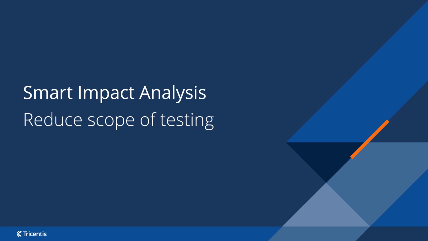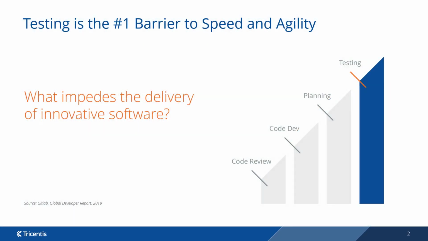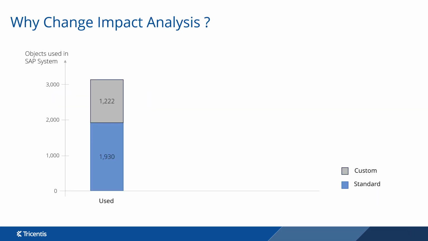Let's talk about smart impact analysis and reducing the scope of testing. So what impedes the delivery of innovative software? We know that testing is the number one barrier to speed and agility. When we're making changes to our systems, we want to get them out to the users as quickly as possible and with as much quality as possible. But we have to go out and test those changes. So how do we determine what to test when we're making changes to our SAP landscape?